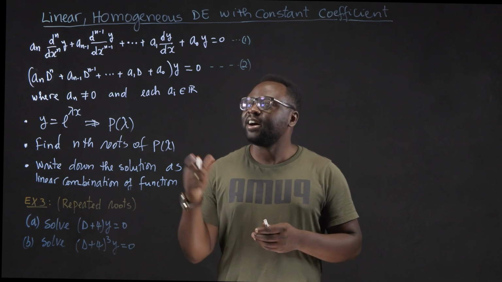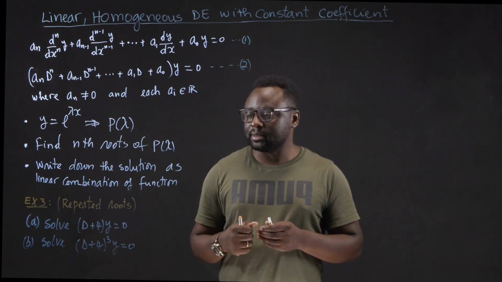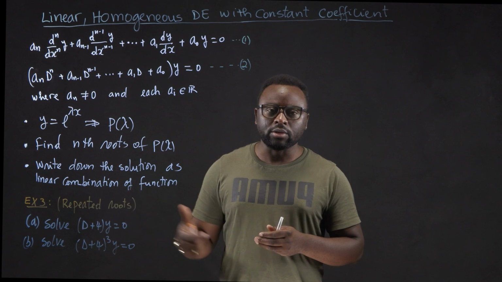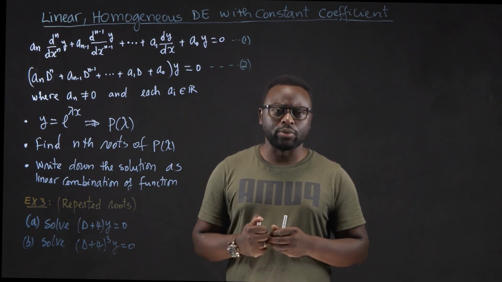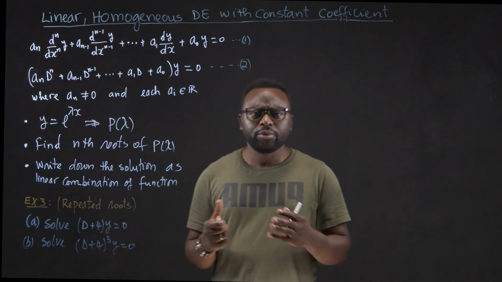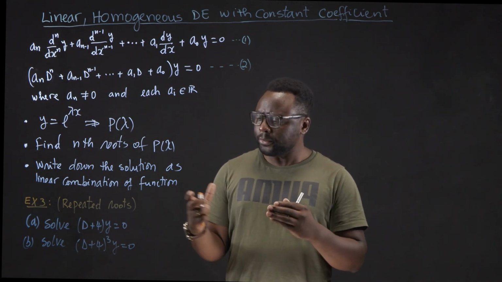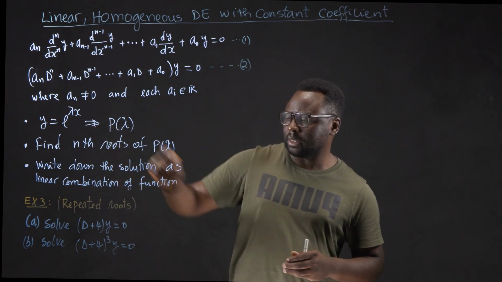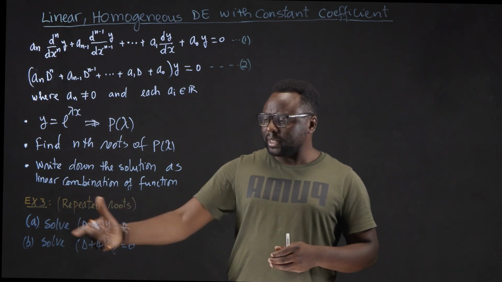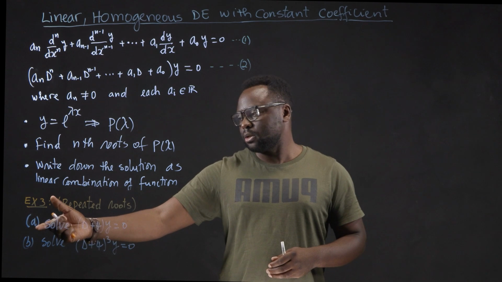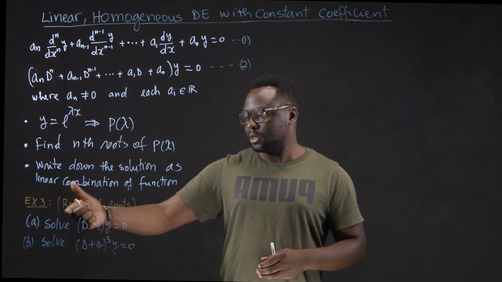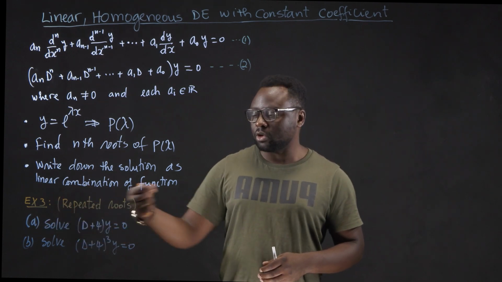All right, having discussed the case of simple root and also complex root, now let's look at the repeated root, okay? So how do you write the solution when you have repeated root from this polynomial? I'm giving you an example here. I want us to solve this example. Of course, question A here is very simple. So I just want us to use A to solve B, okay?